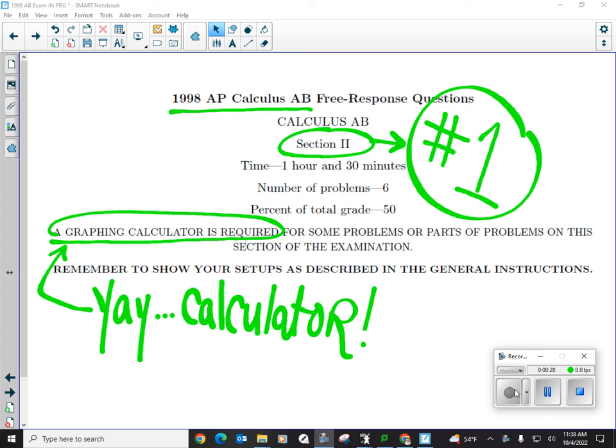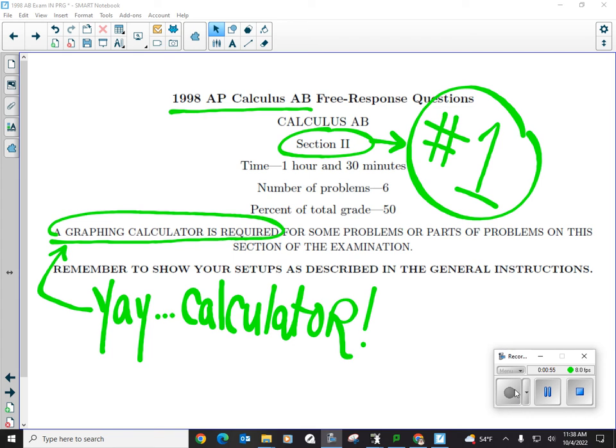We are going to cover section 2. Notice there is no section 2A and section 2B in 1998. All right, 24 years ago. It's crazy. But one thing is you get a graphing calculator for the entire section, for all 6 problems. This made up 50% of your grade back then. I'm not even sure, it might be the same now or a little bit less.